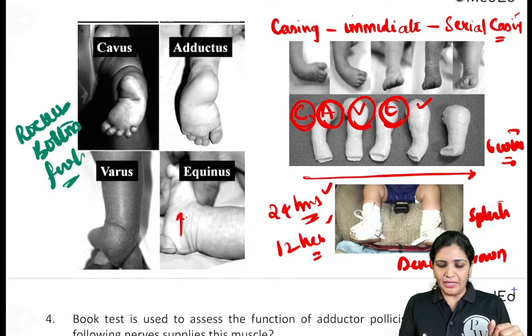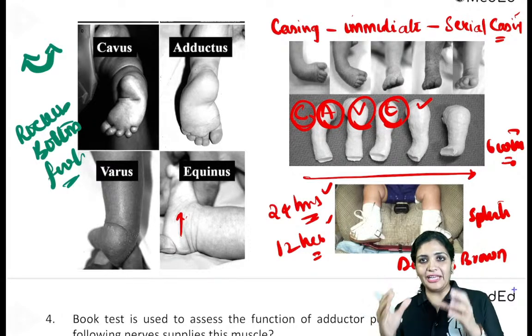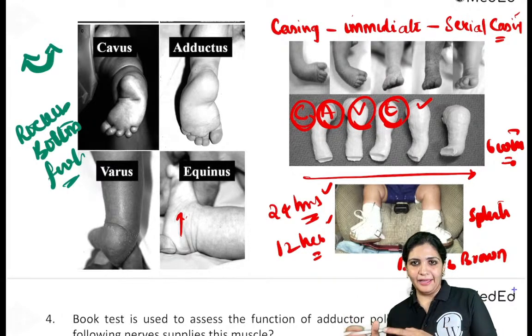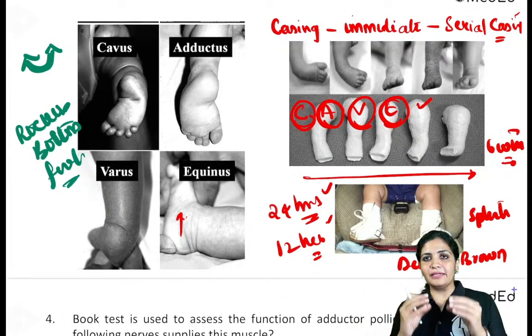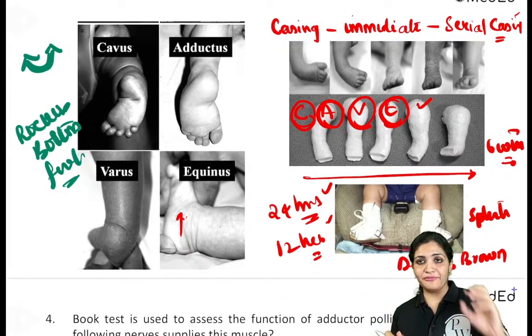That means the foot is something like this. So it becomes something like this, like the seesaw foot, right? So it becomes the rocker bottom foot if the equinus is not corrected at the end. So always correct the equinus at the end. So that is the important line which you have to remember.